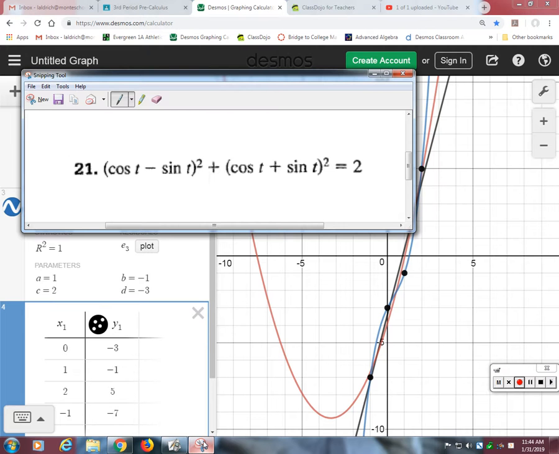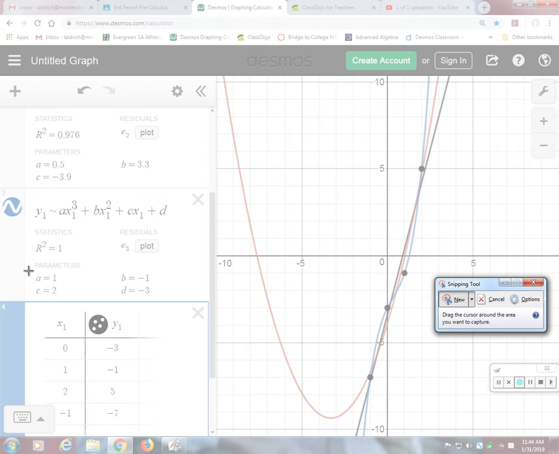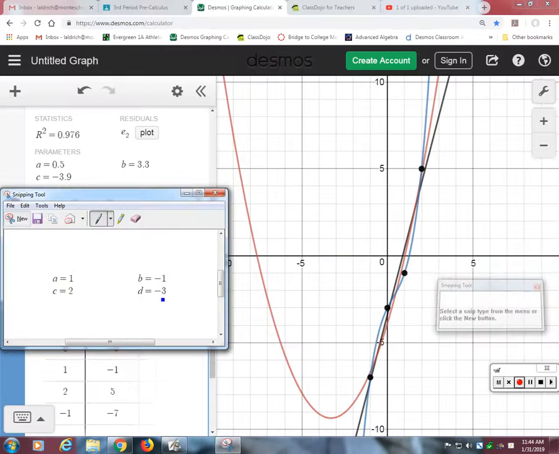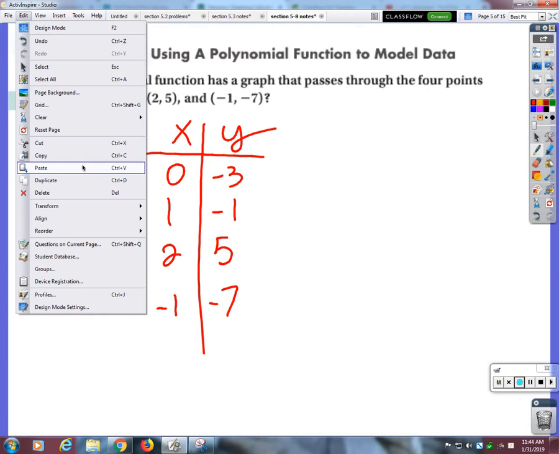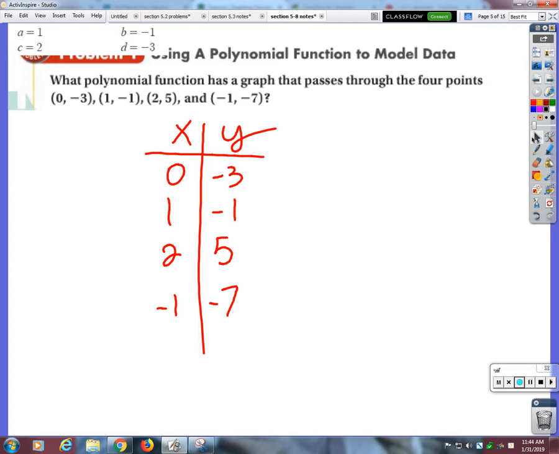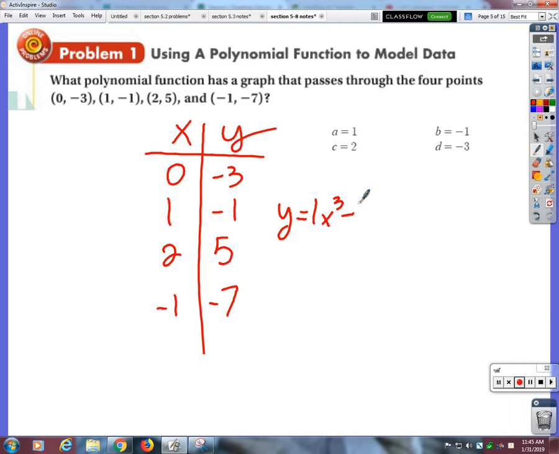So what we would do then to answer this question is I'm going to take the values that it gave me for A, B, C, and D, and I am going to use those to write out a cubic function. These are the coefficients that go in front of the variables. So y equals 1x cubed minus 1x squared plus 2x minus 3. So that's the answer.